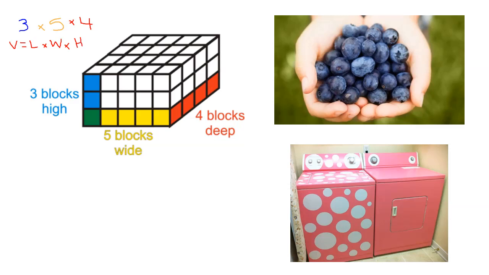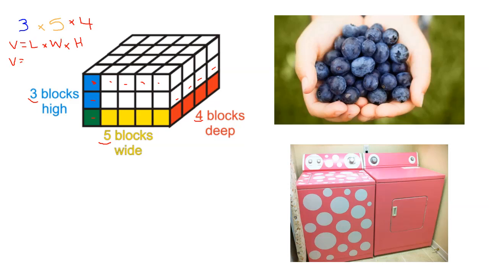If you were to count all these blocks, you would count this row and say 1, 2, 3, 4, 5. Well, that's where they're getting the 5 from. 1, 2, 3, 4. 4 blocks deep, and 3 high. 1, 2, 3. For 3 blocks high. So our volume, if we were to count all of these blocks, it would amount to the same thing as multiplying 3 times 5 times 4.